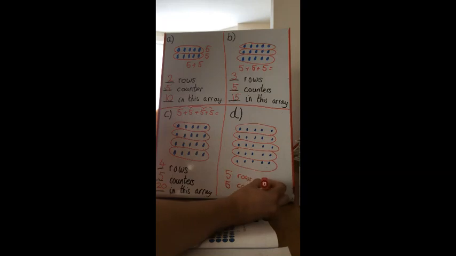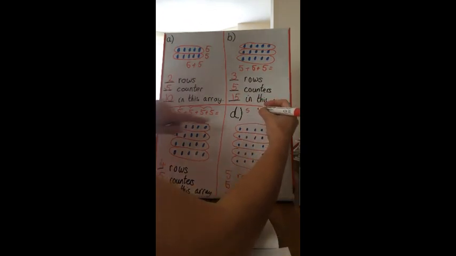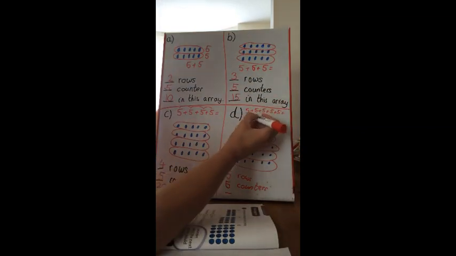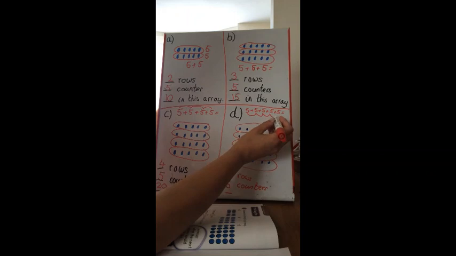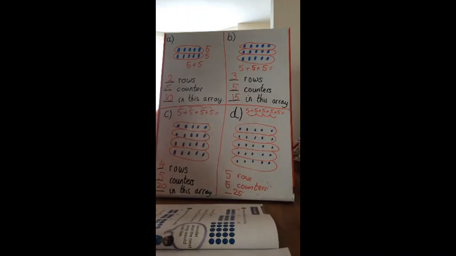Excuse my squiggly handwriting. So I wonder how many's in this array. Let's have a look. 5, my first row, add 5, add 5, add 5, add 5. Wow, that's a lot of 5s, isn't it? Let's do our number line to count them. 5, 10, 15, 20, 25. 25 counters in this array. If you got that, you are a brilliant mathematician.